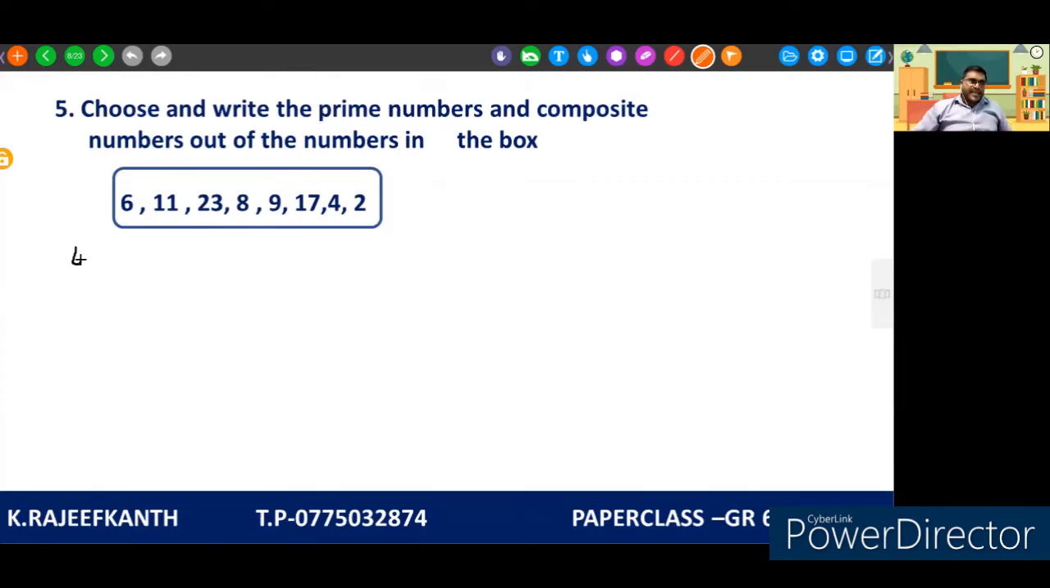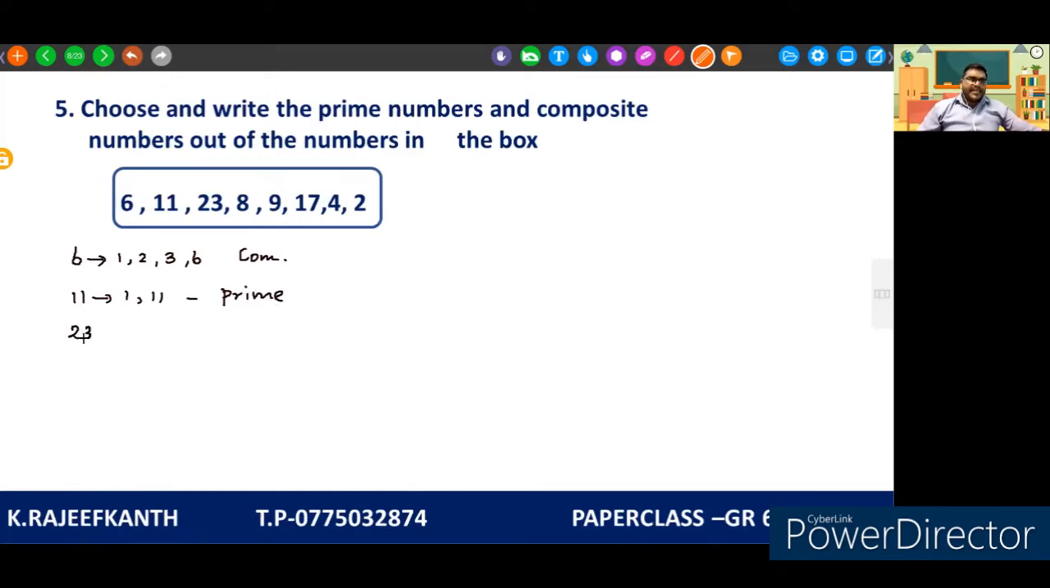So what are the factors of 6? Here 1, 2, 3, 6. So this 6 has more than two factors, then this is a composite number. Now 11: the factors are 1 and 11, because we can divide 11 only by 1 and 11. So these two are the factors of 11. So this 11 has only two factors, then this is a prime number.